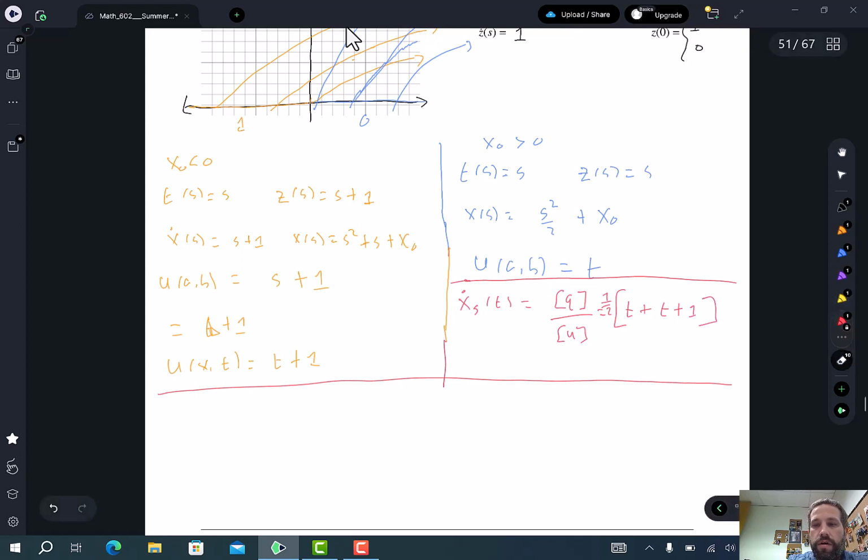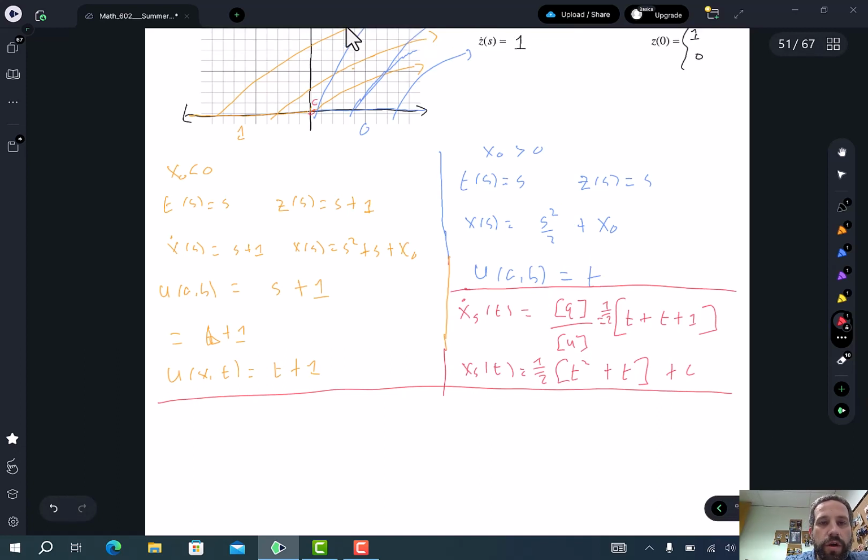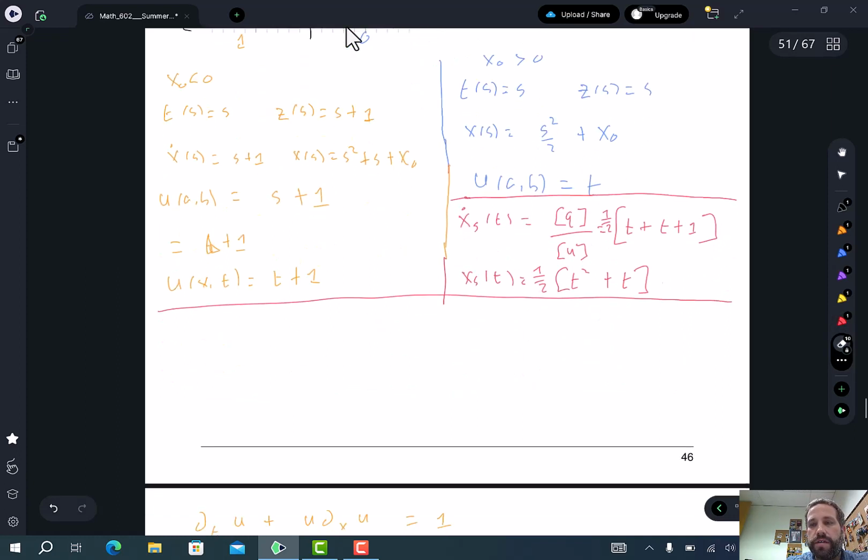So now x_s of t is going to be 1/2 times the integral with respect to t. The antiderivative of 2t is t squared, the antiderivative of 1 is t, plus c. And I know that the shock starts at the origin, where t is equal to 0 and x is equal to 0, so it tells me that c is equal to 0. So that is the shock location.